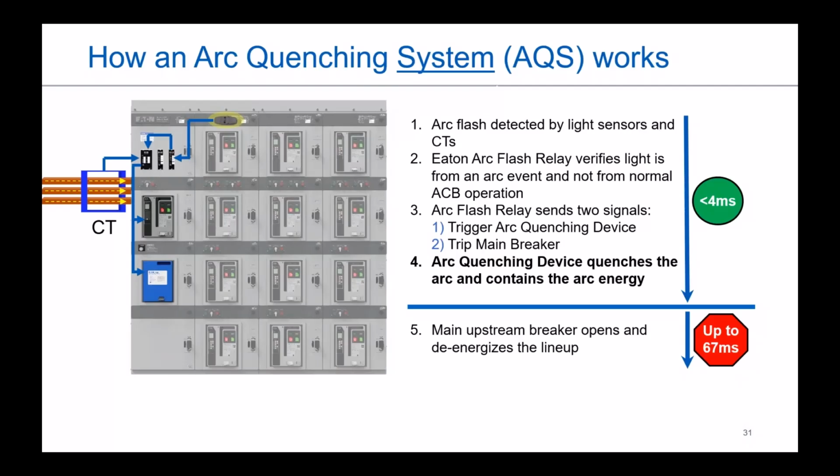All that verification takes place in under 4 milliseconds, and part of that time also includes the signal to the arc quenching device, allowing it to create that low impedance fault and pull the flash out of the system. Then again, it's designed to sit there and hold things until your main breaker can open, and that's where that 67 milliseconds comes into play.